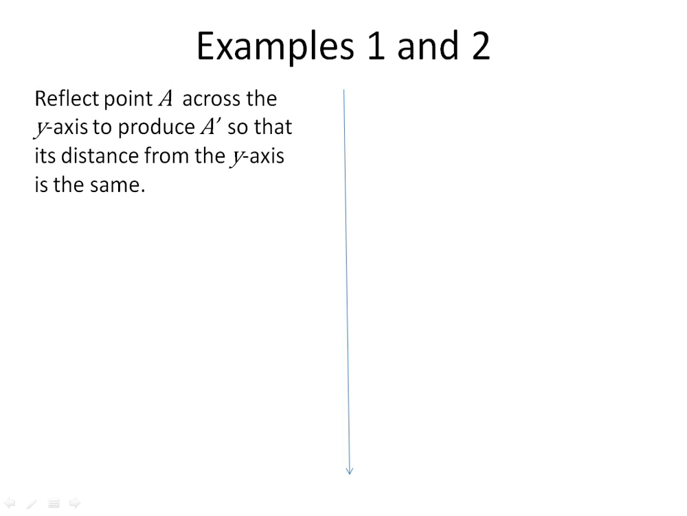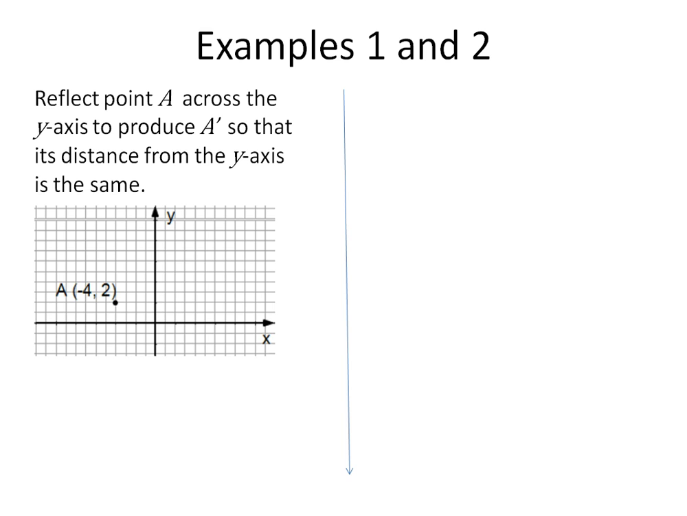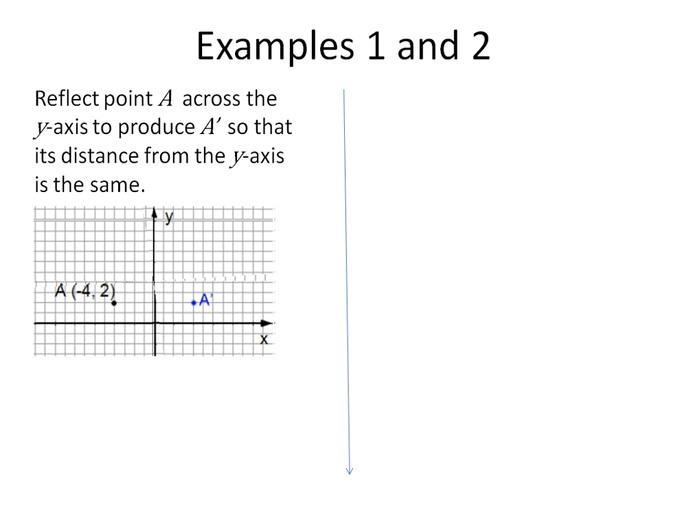Examples 1 and 2, we have this. In example 1, we have reflect a point A across the y-axis to produce A prime so that its distance from the y-axis is the same. So here's our original point. If it's going to be the same distance away, it has to be 2 units on the other side of the y-axis. Since they've got 2 boxes per unit, that's going to make it come out to this. The answer would be positive 4, 2.